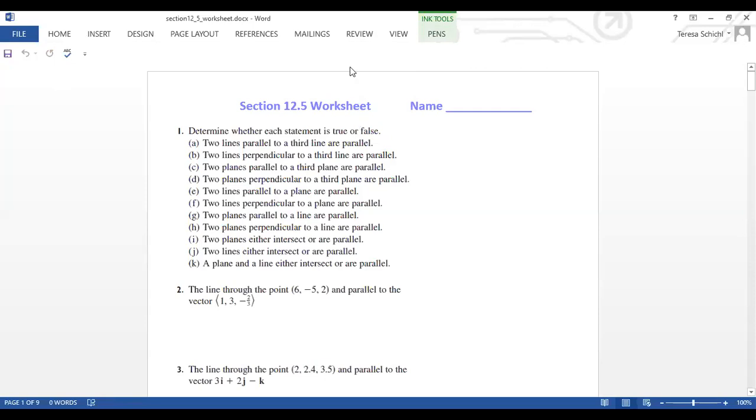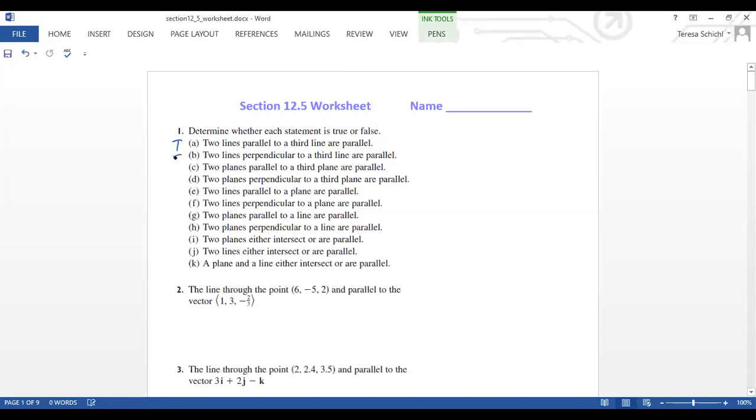Okay, so let's take a look at the two lines. If they are parallel to a third line, are they parallel? Is it true or false? This is true, because if the two lines are parallel to the third one, then these two have to be parallel to each other. Okay, part B: two lines perpendicular to a third line, are they parallel or not?